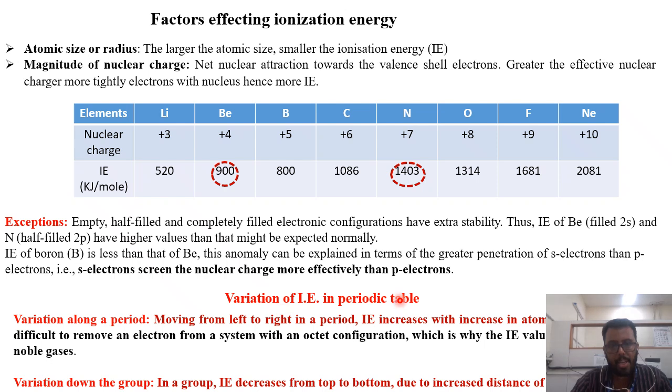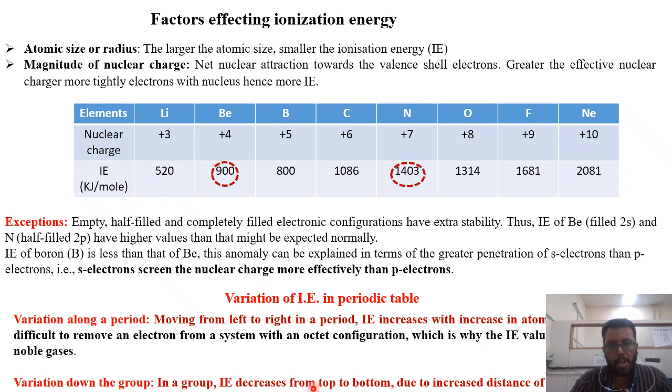Okay, how does it vary across the period? Moving from left to right, the ionization energy increases with the increase in atomic number. It is very difficult to remove an electron from a system with an octet configuration, which is why the ionization energy value is very high for neon, the inert gas with octet configuration, the noble gases.